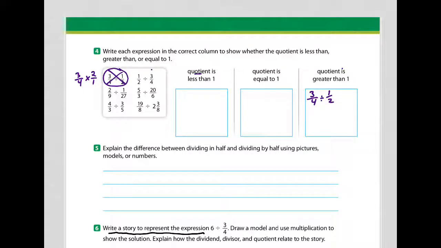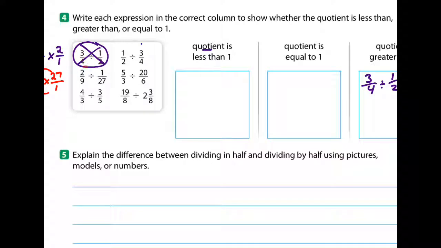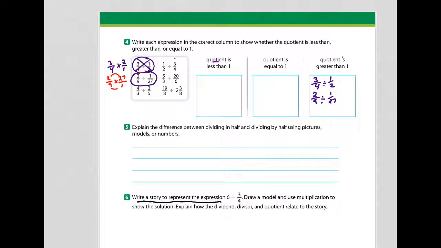Okay, so now, in the next one, 2/9 times 27 is definitely, if I were to multiply that, like 2 times 27 is 54, it's definitely going to be greater than 1. So 2/9 divided by 1/27 is greater than 1. Okay, so do you have those in the right spot? Now, if you weren't doing this right, notice I'm not actually getting the answer. I'm just using some thinking here.